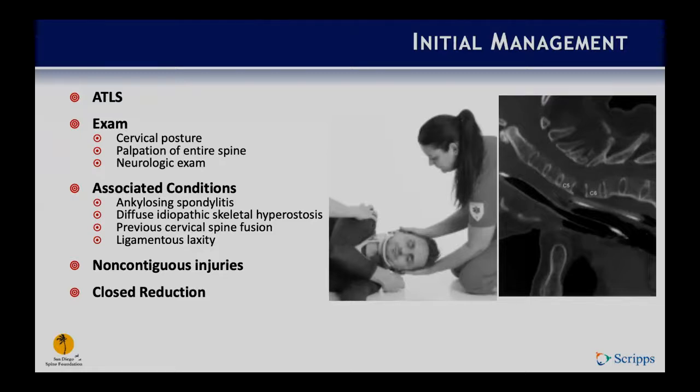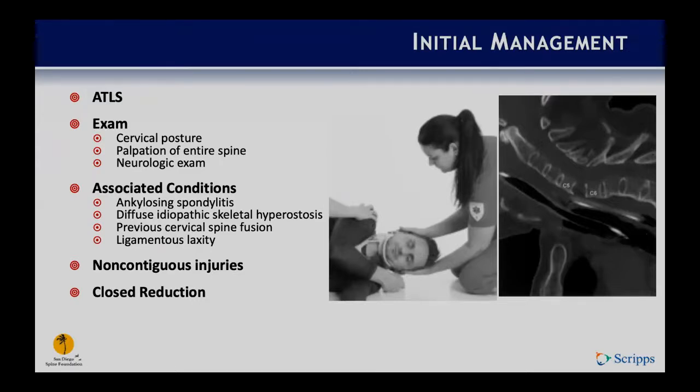The concern and thought behind getting an MRI is that if there is a large disc fragment, you could potentially push it further into the cord and cause further damage with your reduction. And that is the purpose of the modifier of the patient being awake and able to tell you, or you can examine them and see if they're having worsening neurologic function.